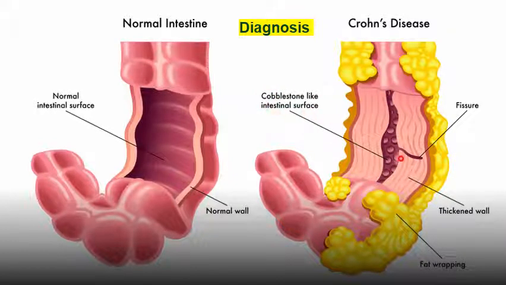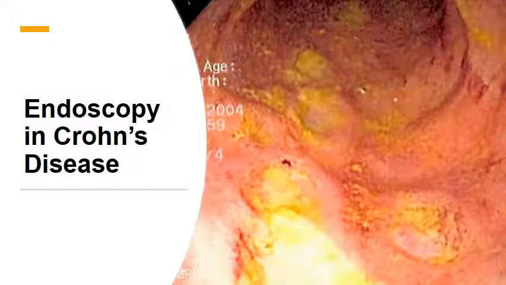And this is the cobblestoning that I was talking about. Cobblestone-like intestinal surface. You can see all these lesions, these skip lesions, they make the intestinal surface look like a cobblestone. So this is the endoscopic view of Crohn's disease affecting a segment of the bowel. Here you can see all the lesions. You can see the fatty lesions here, and you can see that the lesion is not continuous. You have a lesion here, then you have some space, then another lesion here.